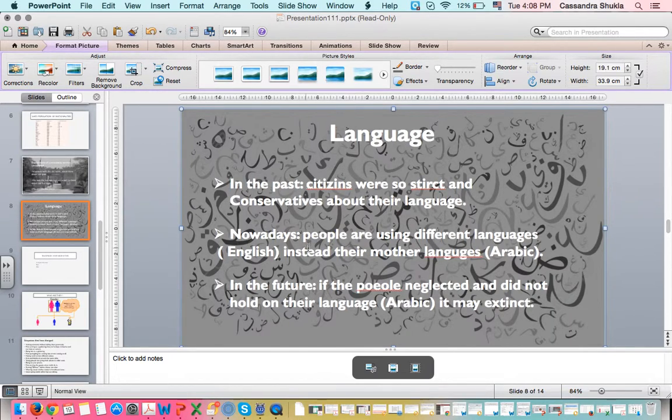Let's see, in the past, nowadays, languages. And you're saying instead of their mother languages, which is of course spelled wrong, Arabic is a language, right? It's a single one. And you could say people are using different languages, i.e. English, and then your second one might be Hindi or Malayalam, I think it is, that's spoken by people in Kerala. Based off of the number of people that are here, Hindi, Urdu, and the Kerala language are probably the highest you see outside of Arabic. People neglect and did not hold the languages.